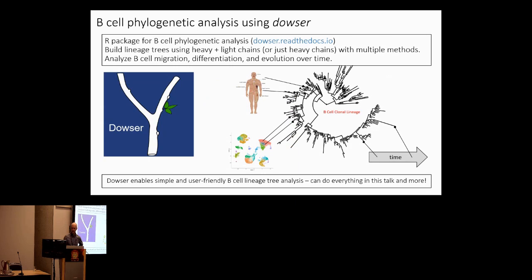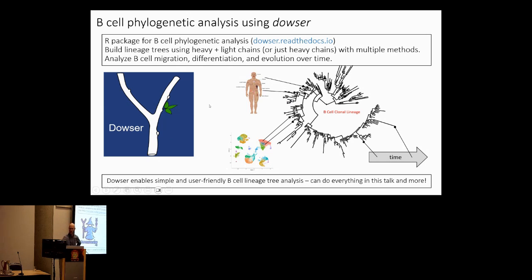So everything I've talked about is implemented in our R package for B-cell phylogenetics, which we call Dowser. So you can build B-cell lineage trees using heavy chains and light chains, or just heavy chains, as well as all of the methods that I've talked about. It also contains methods for analyzing B-cell migration, differentiation, and evolution over time, which I didn't talk about today, but have been detailed in previous papers. So overall, Dowser is geared towards simple and user-friendly B-cell lineage tree analysis. And it's named for the process of using a Y-shaped stick to make questionable geographic inferences. You can take from that what you will.